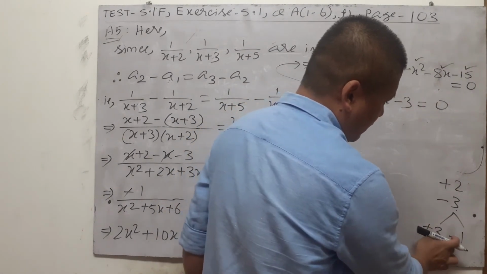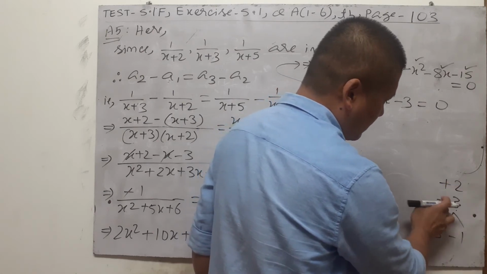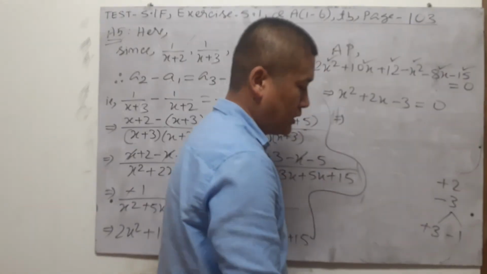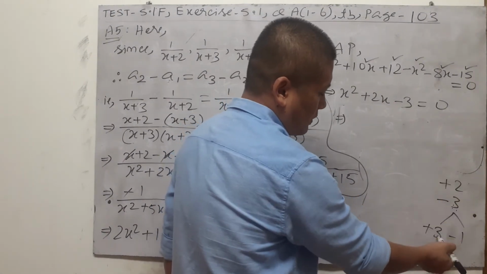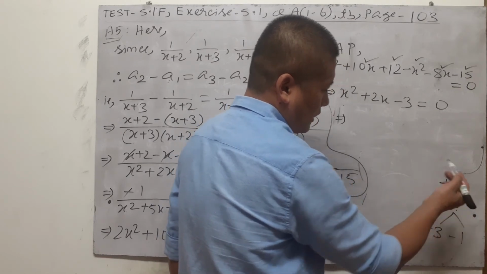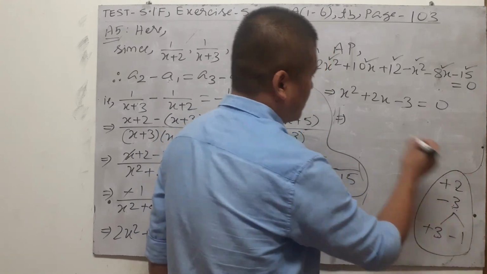Plus 3 minus 1 plus 2. Exactly the middle term you must get. We are getting plus and the minus. Minus 3 ones are 3, minus 3. Multiply, we are getting the product of the first and the third term, which is minus 3. Subtract this, we are getting exactly the middle term, which is plus 2. So that is the correct way of splitting the middle term here.